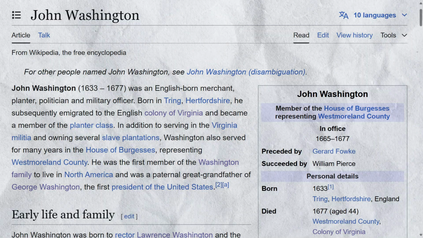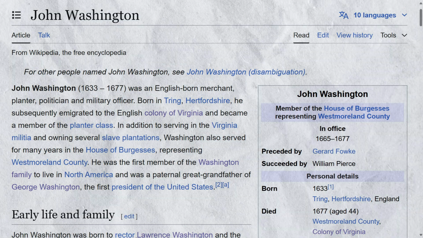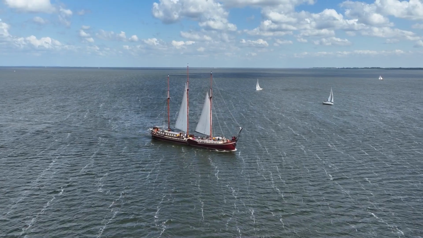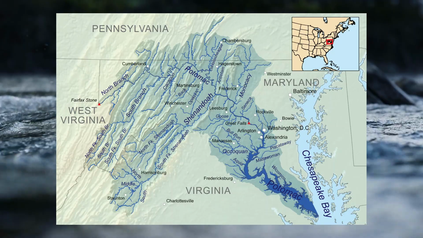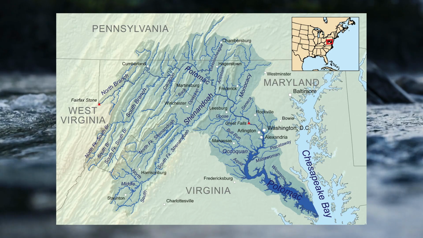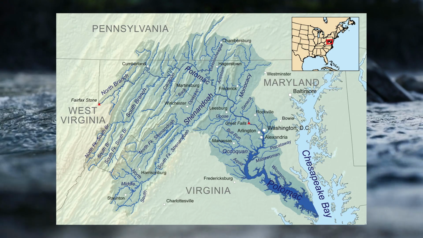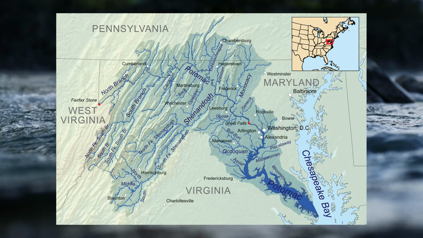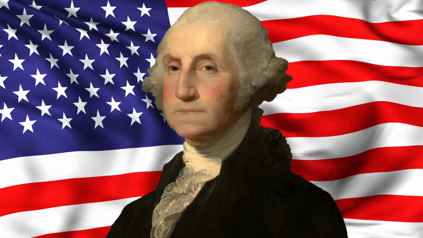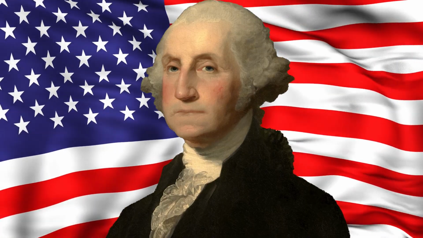How John actually got to America isn't quite as straightforward as you may have thought. John was a merchant back in England and only emigrated to Virginia by way of a merchant ship destined for the colony of Virginia, running aground in the Potomac River. Although the ship was repaired, John Washington decided to stay in the colony of Virginia, and he was the paternal great-grandfather of George Washington, the first president of the United States of America.